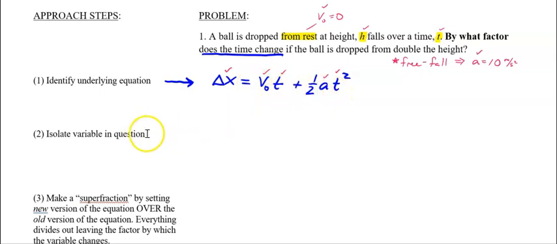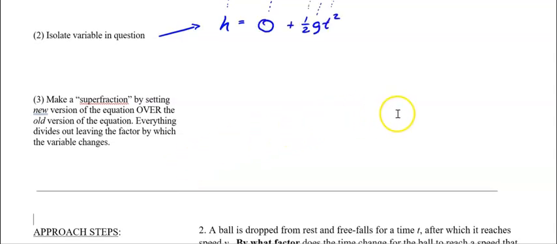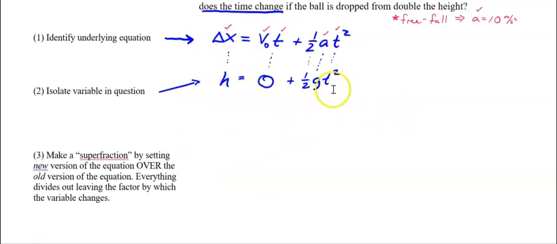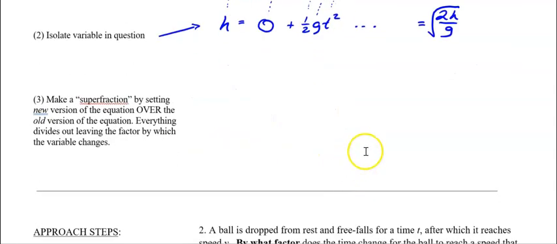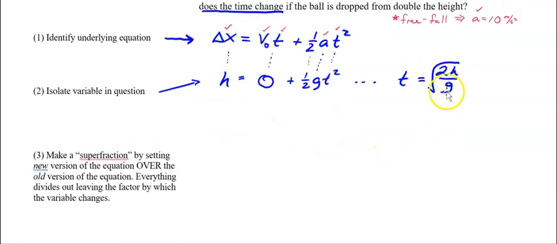So what we want to do next is isolate the variable in the question. So what's the thing that we're trying to see by what factor it changes? And that's, does the time change? So by what factor does the time change? So in that case, then, we're going to rewrite this equation with the variables that are given, h, my acceleration could be g, and I'm going to rearrange this to isolate t. And so here I get the same equation, but isolated for t.